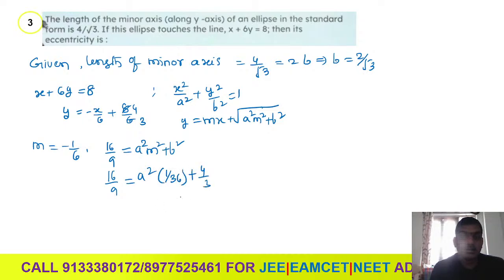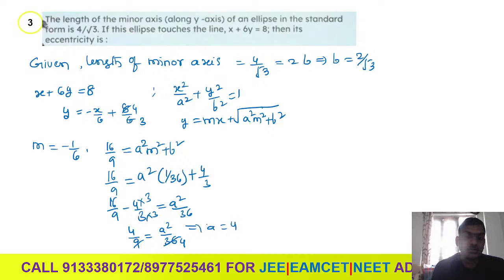Then 16 over 9 minus 4 over 3 equals a square over 36, then 16 minus 12, 16 minus 12 is 4. 4 over 9 equals a square over 36. Then a equals 4. The value of a is 4. So we have the a value as well as the b value.